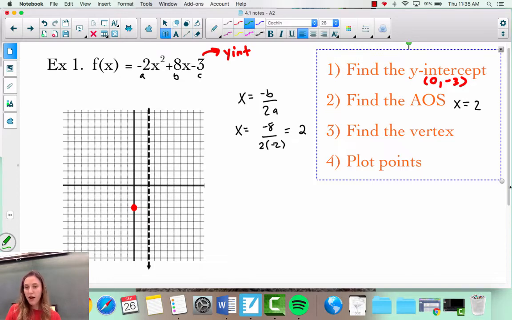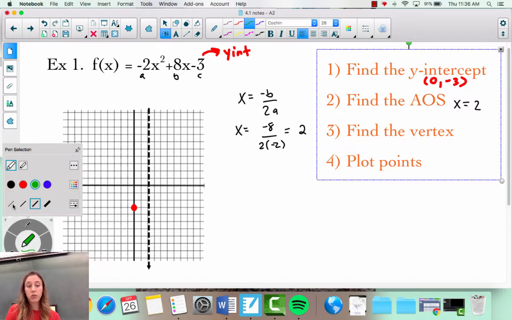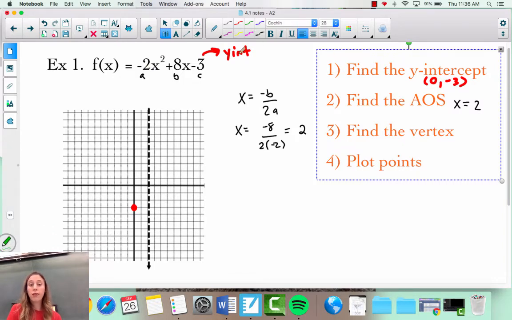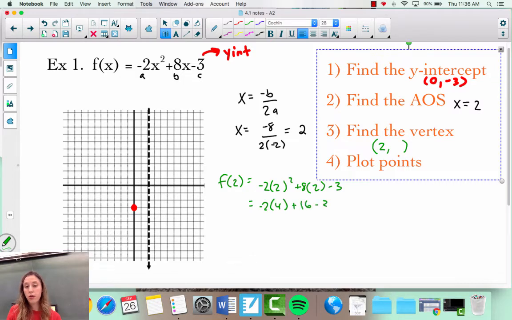And then we need to find the vertex. Now in standard form, the vertex is not easily seen, so this is where you have to calculate it. We said earlier that the vertex is on the axis of symmetry. So what we can do is use our axis of symmetry that we found in step 2 to help us find the y value. We already know the vertex is going to be at x equals 2, but we need to know where the y is going to be. So plug 2 into your equation, and we'd get negative 2 times 2 squared plus 8 times 2 minus 3. If I simplify that, we'd get negative 8 plus 16 minus 3.